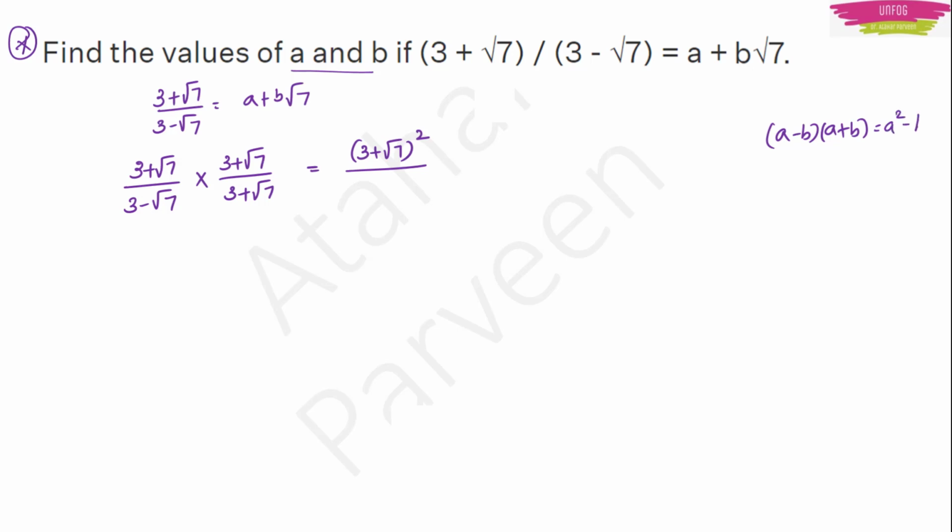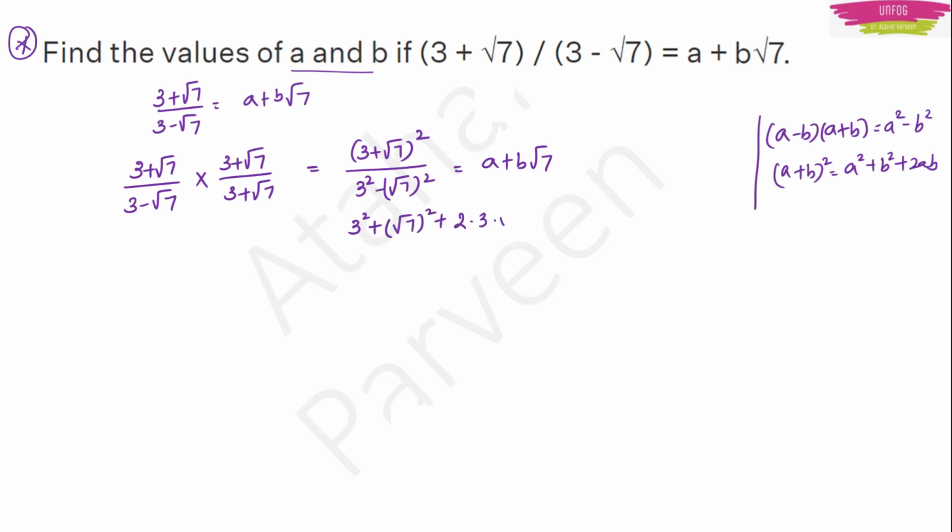And what is there in the numerator? I have the a plus b whole square formula, 3 plus root 7 whole square, so a square plus b square plus 2ab. Again, use these two identities to solve this problem. In the denominator, I will write 3 square minus root 7 whole square. I have a plus b root 7 on the right hand side. Then in the numerator, I will apply the formula a square plus b square plus 2 into a into b.